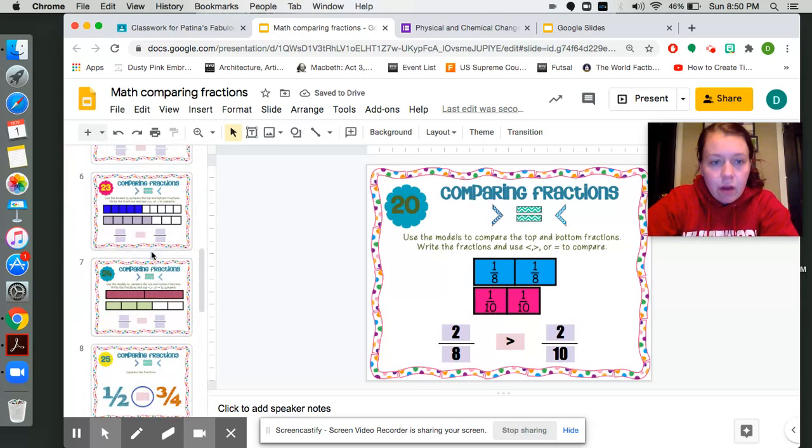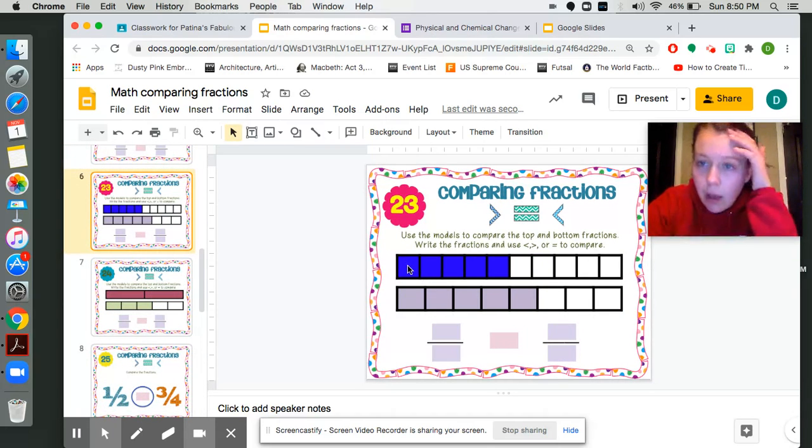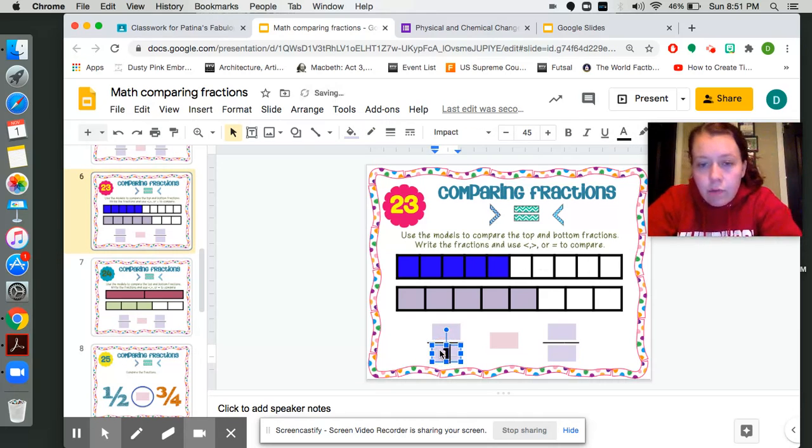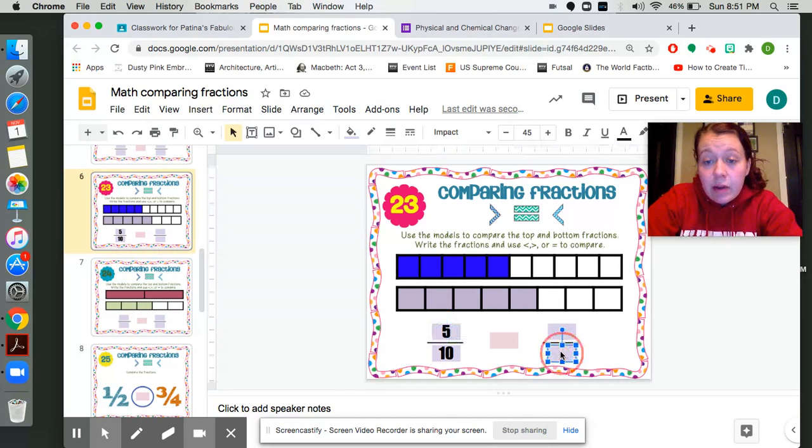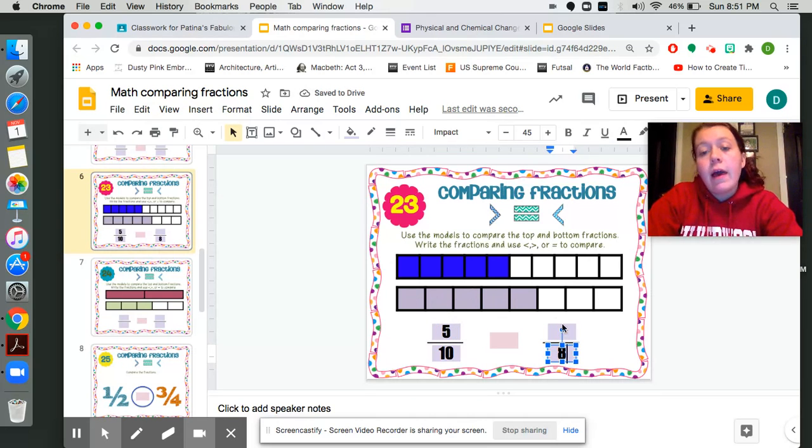All right, now these ones are a little different. You have to count how many shaded parts there are, and then you have to count your whole to get your denominator. So to get my denominator, I'd have 1, 2, 3, 4, 5, 6, 7, 8, 9, 10, and the 5 blue ones would be my numerator. Then on this one, I have 1, 2, 3, 4, 5, 6, 7, 8 as my denominator because they're split into equal parts, and then I have 1, 2, 3, 4, 5 as my numerator. And as you can see, 5/8 is slightly bigger. Alligator eats the bigger one.